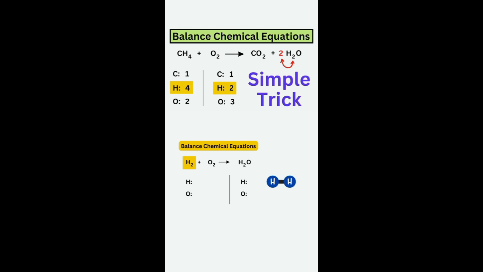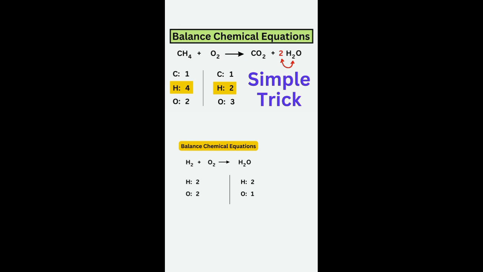On the left, we have one H2 molecule. That means 2 hydrogen atoms. We also have O2. That means 2 oxygen atoms. On the right, the small 2 after hydrogen means there are 2 hydrogens. The oxygen does not have any small number, so it means it is 1 oxygen. So the right side has 2 hydrogens and 1 oxygen.